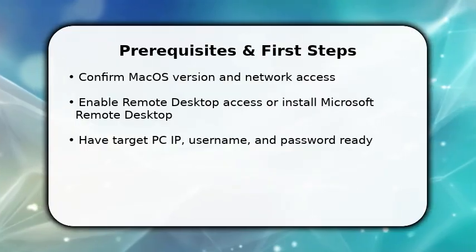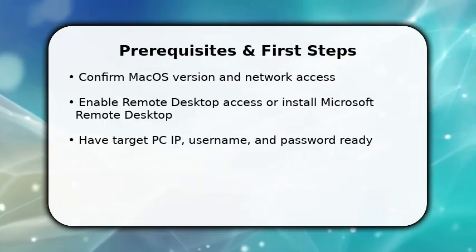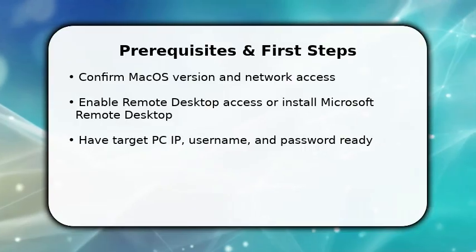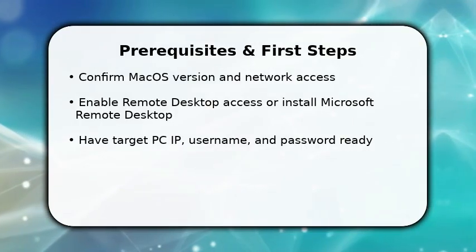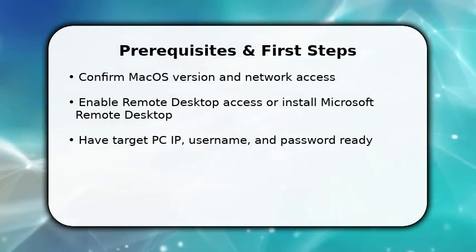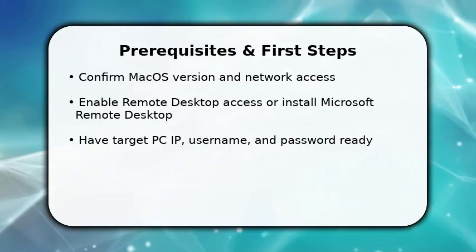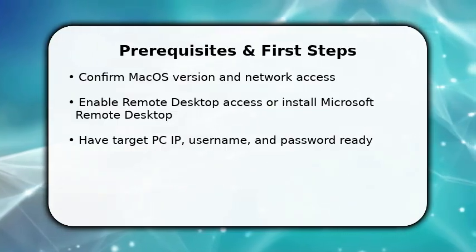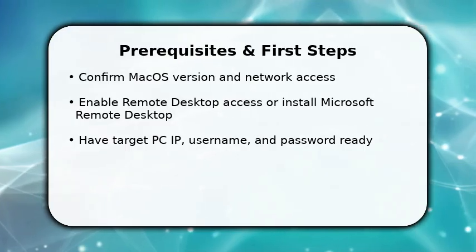You start by confirming your Mac runs a supported Mac OS and is on the same network or has VPN access. This matters because remote protocols need connectivity. Once done, enable Remote Desktop on the Windows PC or install Microsoft Remote Desktop from the App Store on your Mac. Make sure you have the PC's IP address, account username, and password. Those credentials let you authenticate.